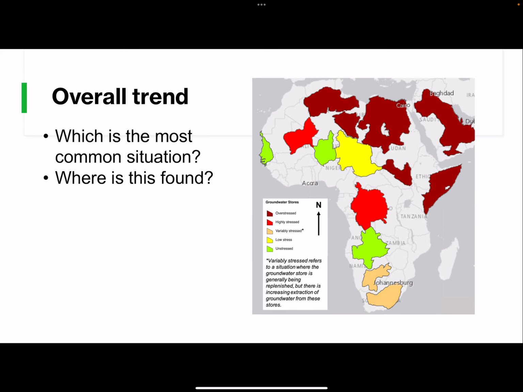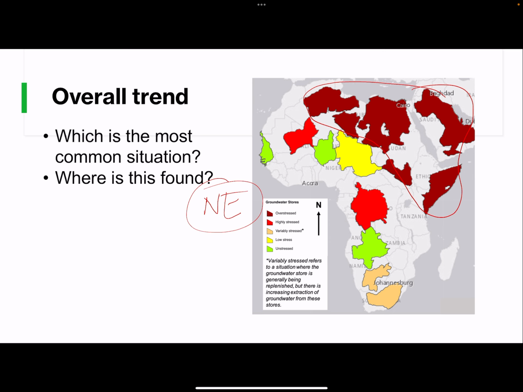So things like this overall trend, which is the most common situation here? How do I know which is the most common groundwater stress situation? You count quantity. You look at the areas that are largest, covered by the color type, or you can even count quantity. So in this case, looking at it, I can pretty safely say that the most common situation for groundwater stress is overstress in the south of Africa. Where it is found is actually this sector over here, which is the north and northeast.